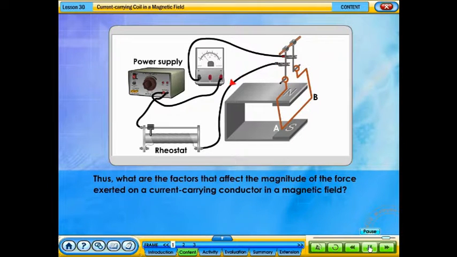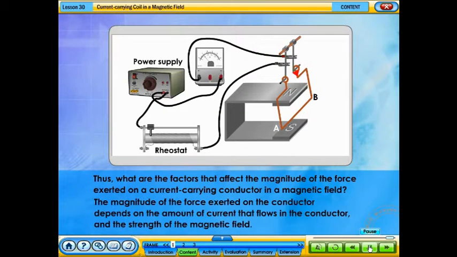Thus, what are the factors that affect the magnitude of the force exerted on a current-carrying conductor in a magnetic field? The magnitude of the force exerted on the conductor depends on the amount of current that flows in the conductor and the strength of the magnetic field.